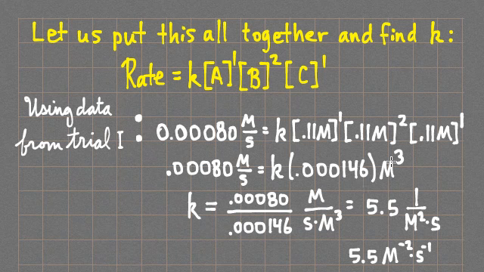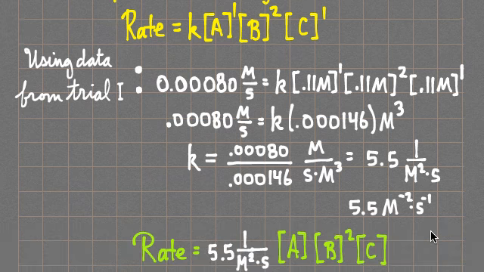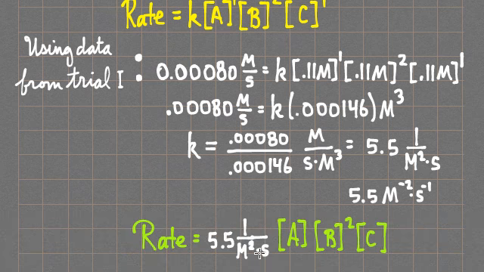Got 3 molarities here, 1 molarity over there. One of those molarities cancels one of these molarities. And indeed, the units are 1 over molarity squared seconds. So if I were to write it out, including the constant.